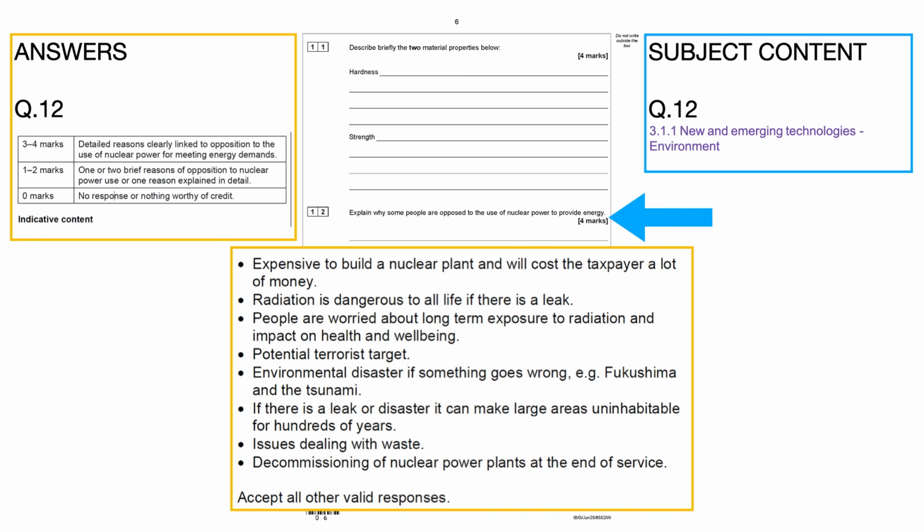Now, nuclear power plants are an environmental disaster if something goes wrong, for example, Fukushima and the tsunami. If there is a leak or disaster, it can make large areas uninhabitable for hundreds of years. There are issues in dealing with nuclear waste, and the decommissioning of nuclear power plants at the end of service is also an issue. So to get the full marks there, you need detailed reasons clearly linked to opposition to the use of nuclear power for meeting energy demands.